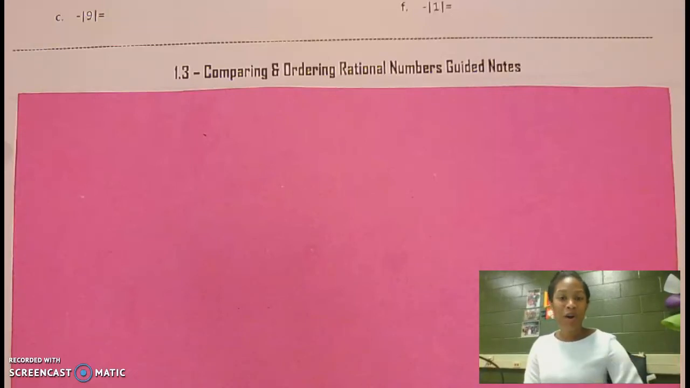Hi class, welcome to our notes 1.3, Comparing and Ordering Rational Numbers. If you have arrived at this video, I take it that you've already finished the 1.2 notes and you have also already finished the IXL practice for finding the absolute value of numbers. If that's the case, let's jump right into the next part.